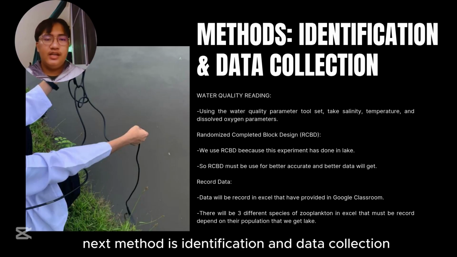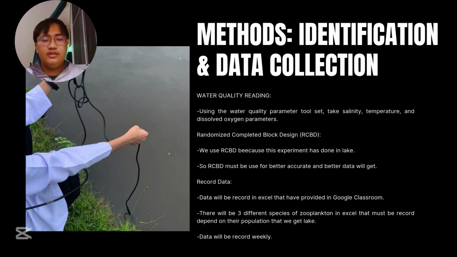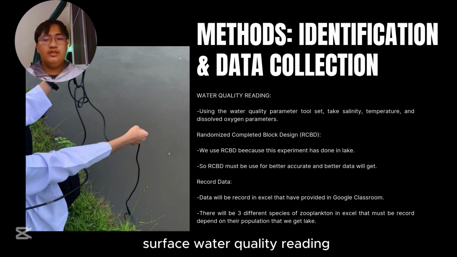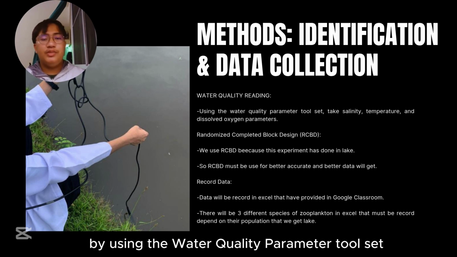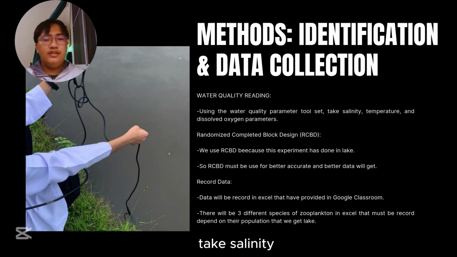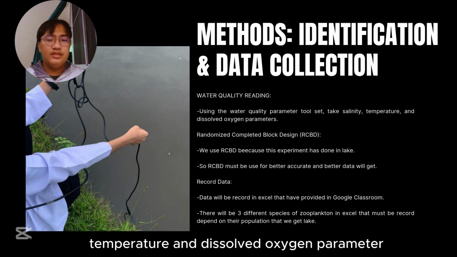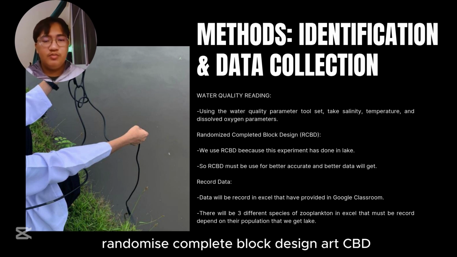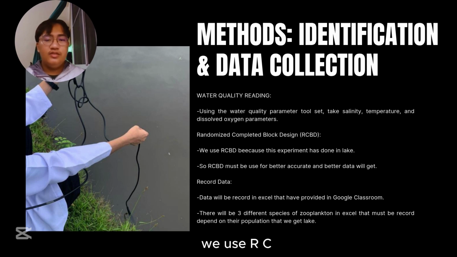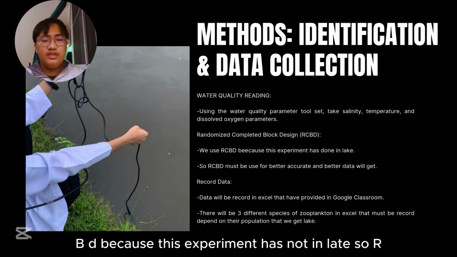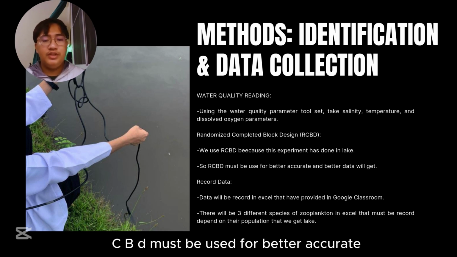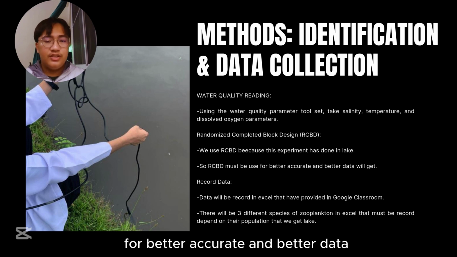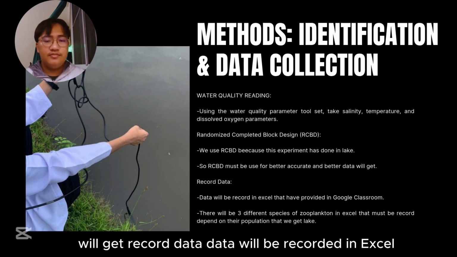Next method is identification and data collection. So first, water quality reading. By using the water quality parameter toolset, take salinity, temperature, and dissolved oxygen parameters. And next, we are going to use a randomized complete block design (RCBD). We use RCBD because this experiment is done in the lab, so RCBD must be used for better, more accurate data.